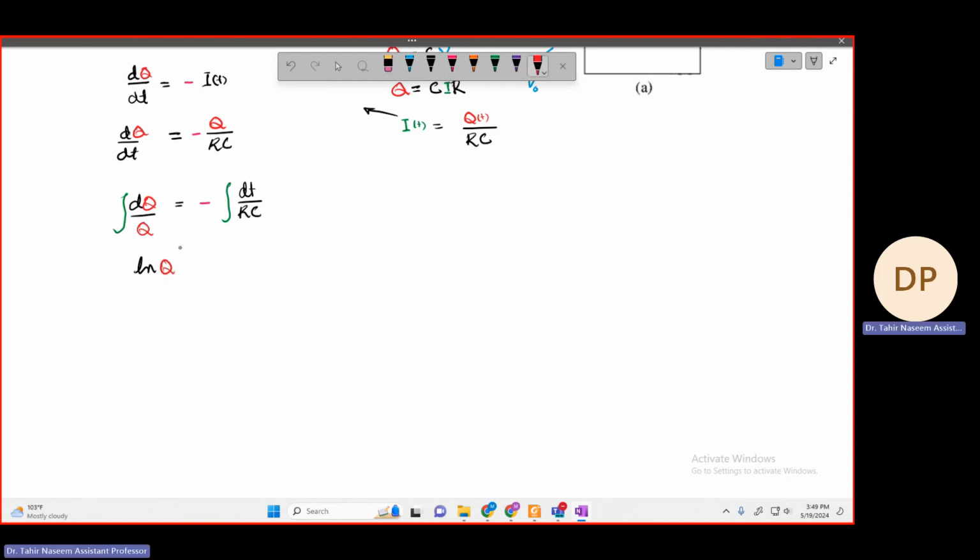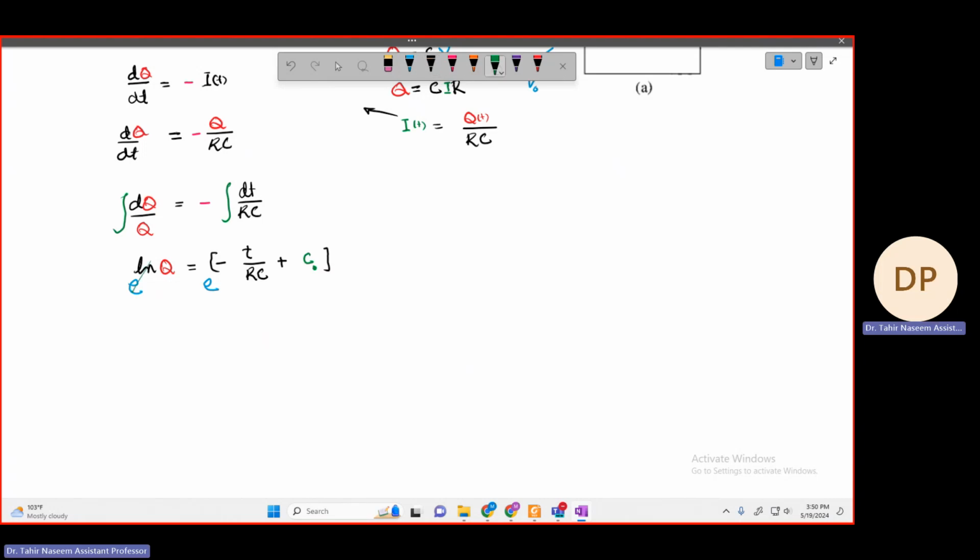Let's use the same color. Log of q is equal to minus t over RC, and also the constant of integration, let's call that some constant of integration c naught. Okay, so I need q. So we take the exponential on both sides. I will take the exponential of both sides, this side as well as this side. Okay, so I took the exponential on both sides.